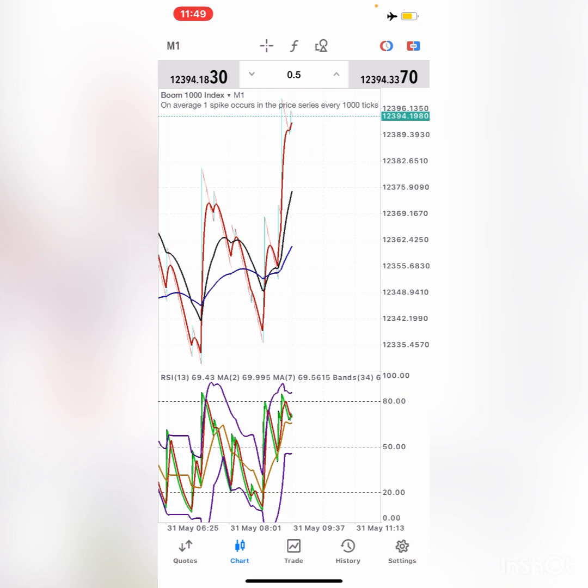And remember, I said for this section of the strategy, we're just going to talk about scalping, right?